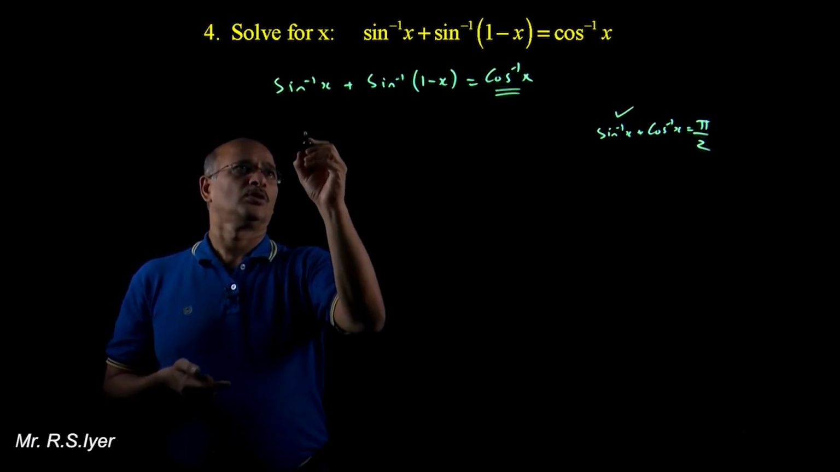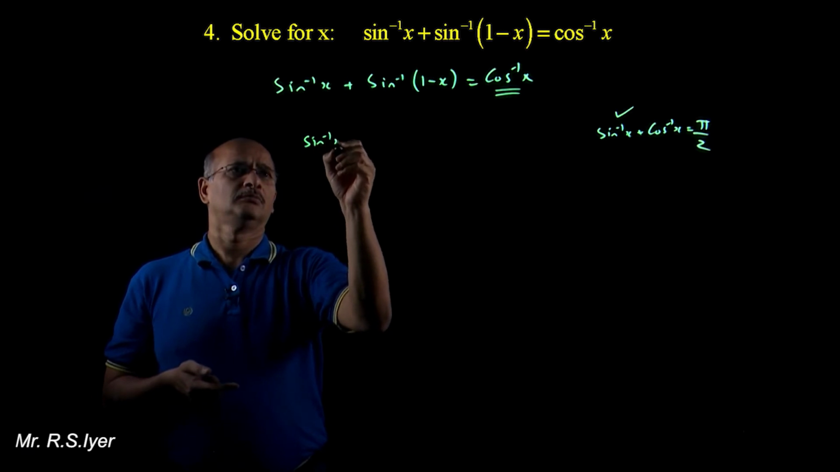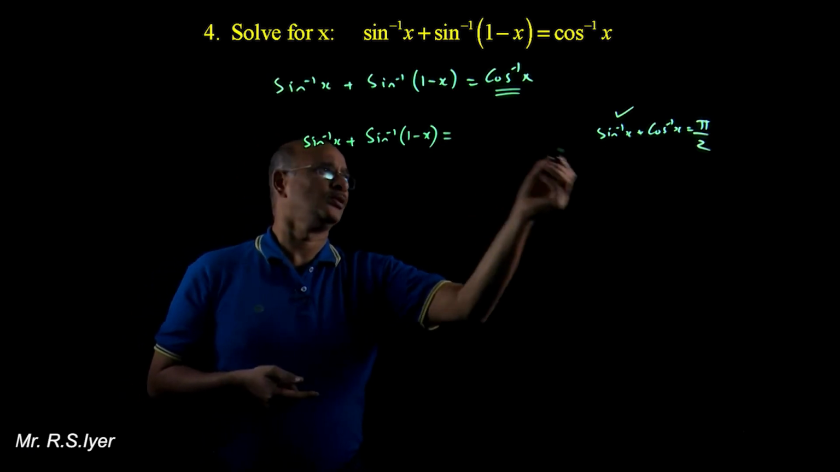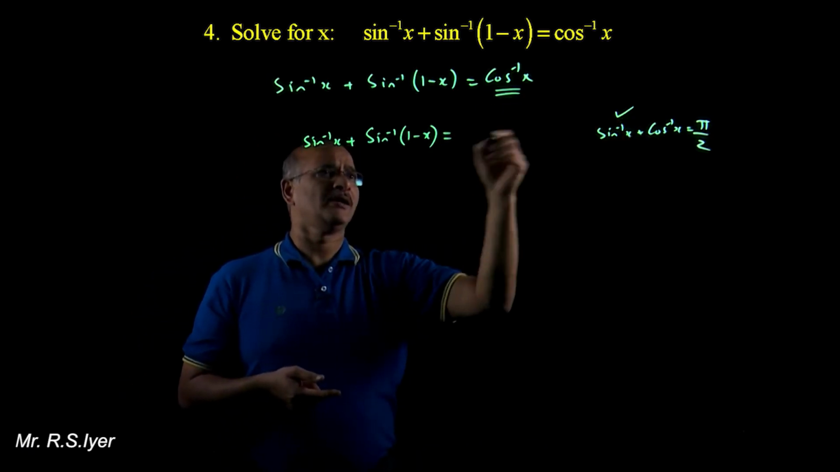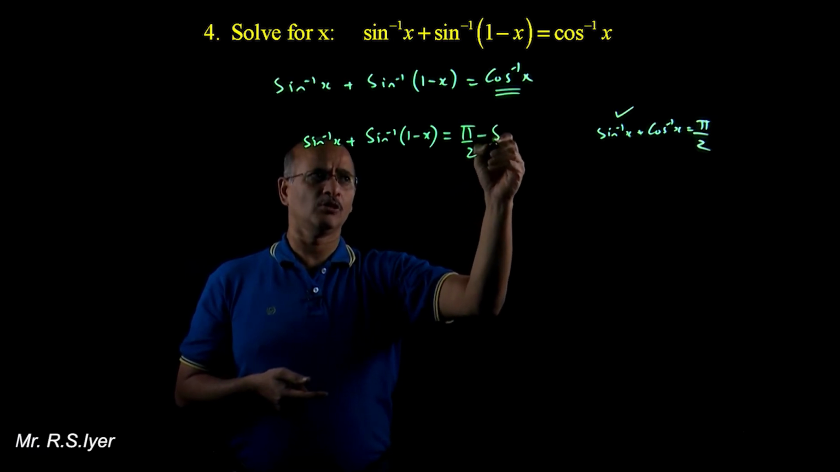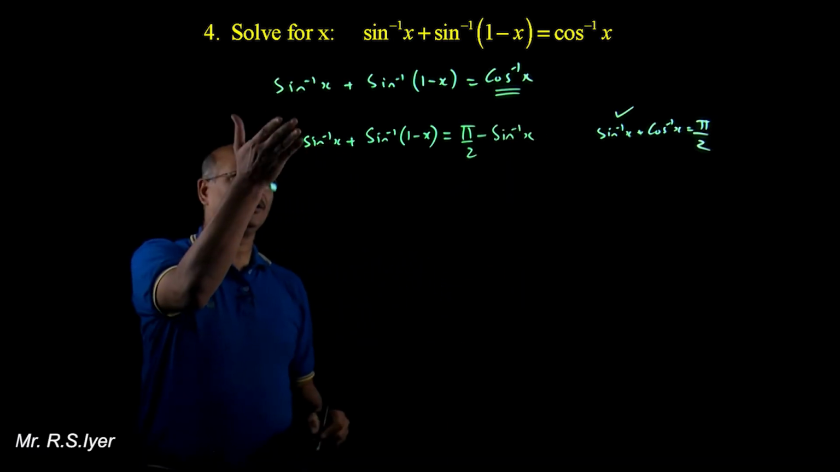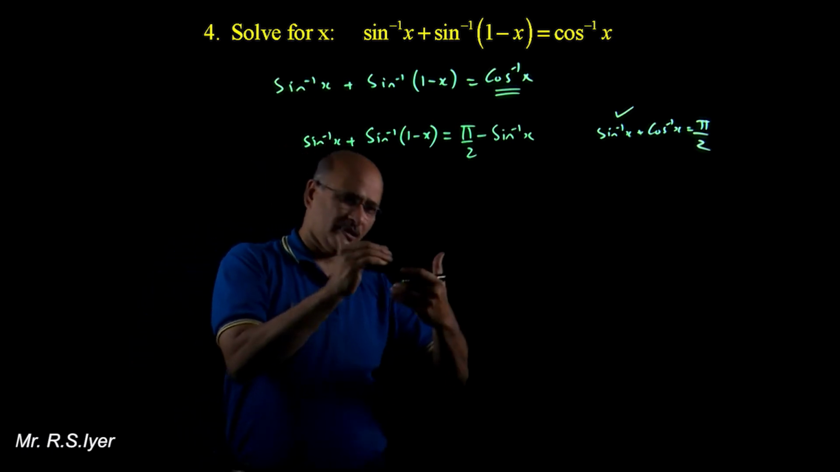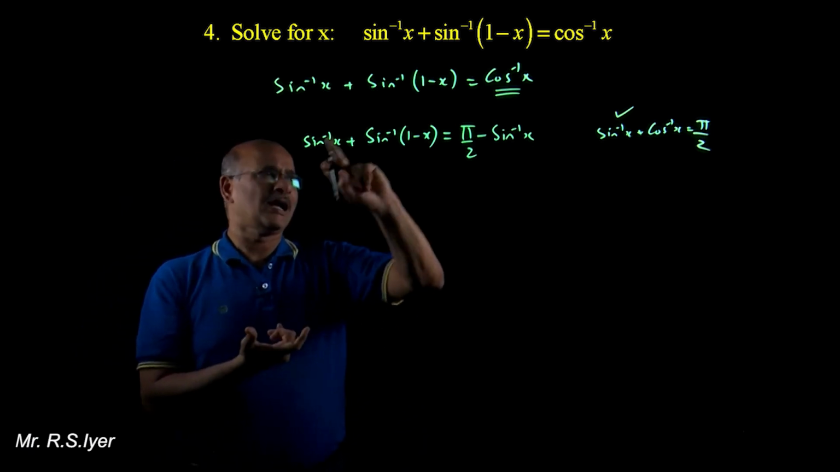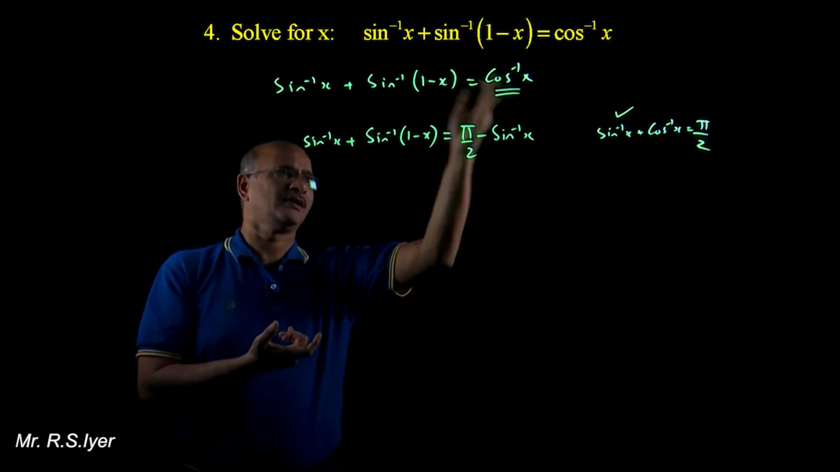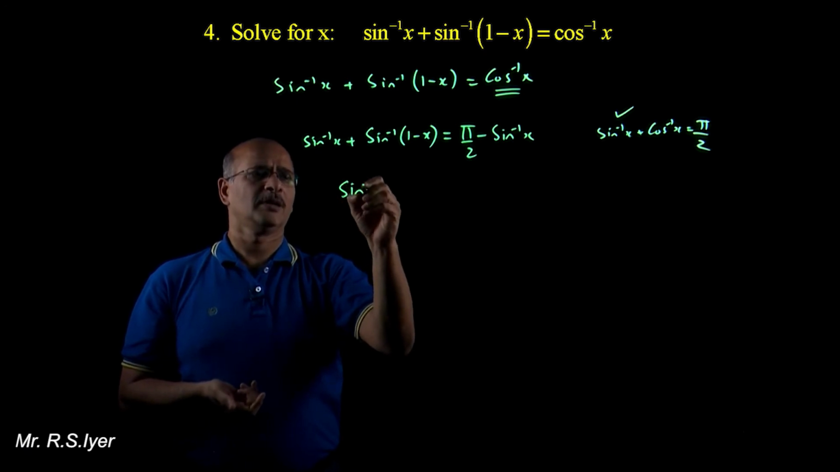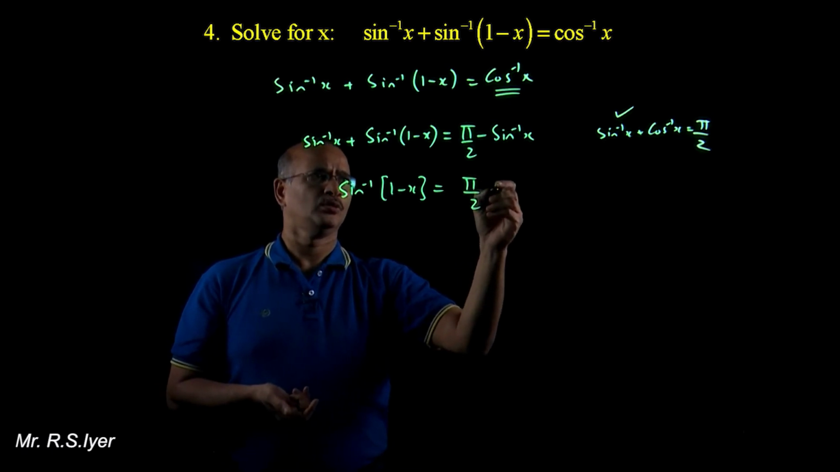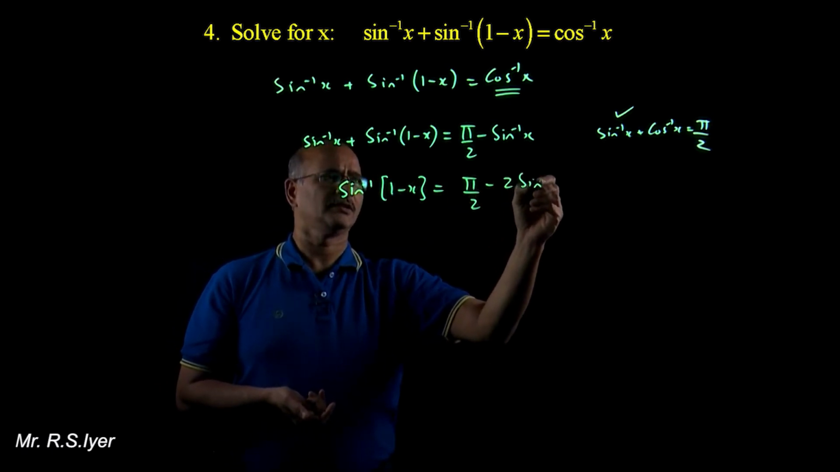Look. So, sine inverse x plus sine inverse (1 minus x) is equal to cos inverse x, I can write as pi by 2 minus sine inverse x. Now, why I am doing this, you will immediately come to know. Or you can apply the formula for sine inverse x plus sine inverse y. No problem at all. But it will be a little bit laborious, little bit time consuming. Because sine inverse x becomes like terms. So, if I take the sine inverse x this side, this will become sine inverse (1 minus x) is equal to pi by 2 minus 2 sine inverse x.